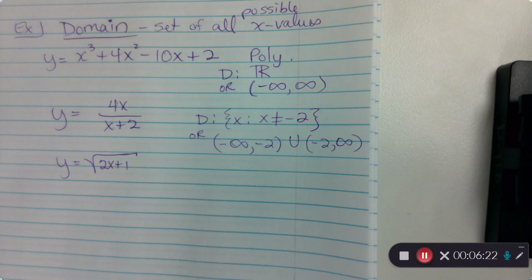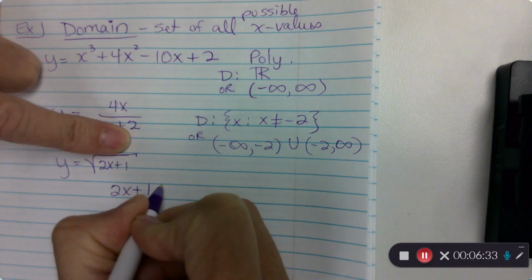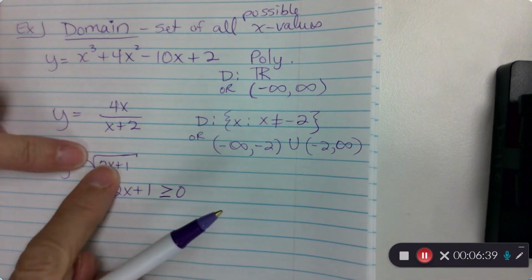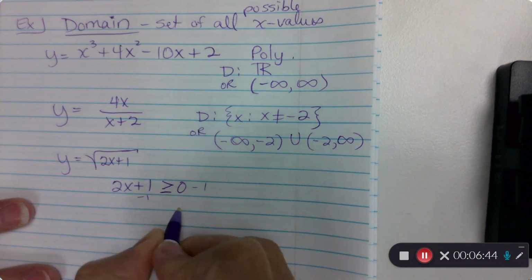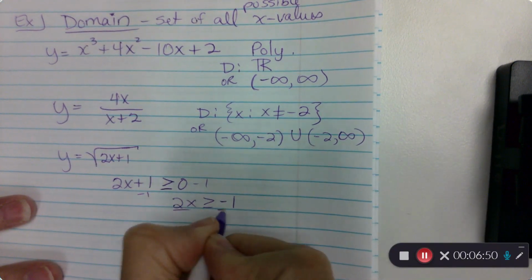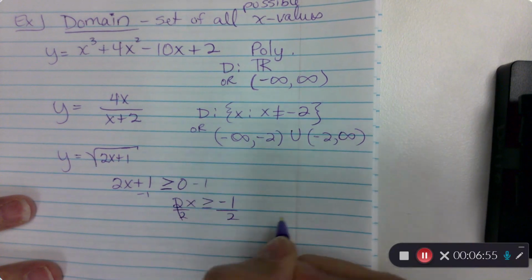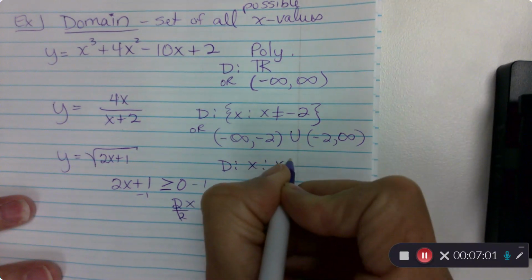Yeah, you can't have a negative under the radical. Good. So if I'm doing it that way, I'm going to probably just say the thing under the radical must be greater than or equal to 0. That's what I do, especially if it's a nice little easy thing like this. Subtract your 1, 2x greater than or equal to -1, divide by 2. So x must be x such that x is greater than or equal to -1/2.